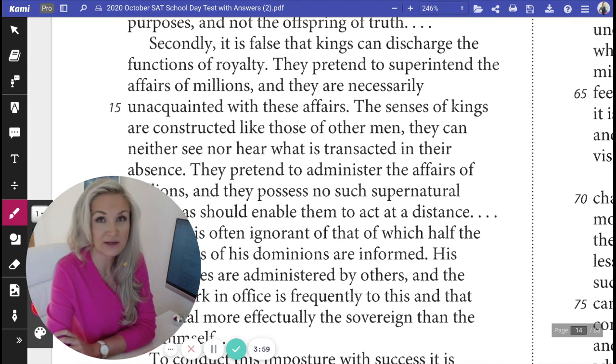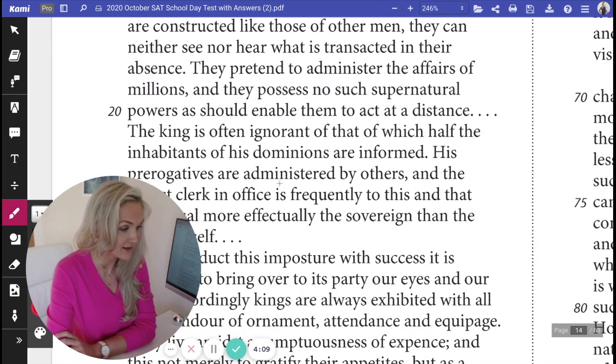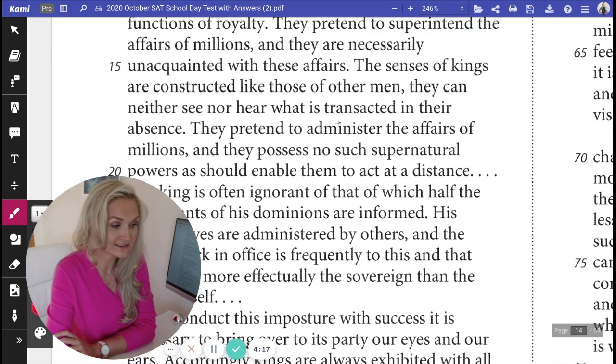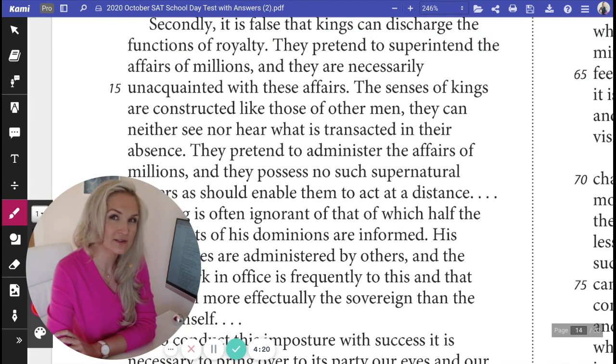what the people in their country need or want, what their desires are. And because they're unable to know what their people want, then they're unable to do good things for the people. They say right here, they pretend to administer the affairs of millions and they possess no such supernatural powers as should enable them to act at a distance. So, what do you think the first sentence is saying?